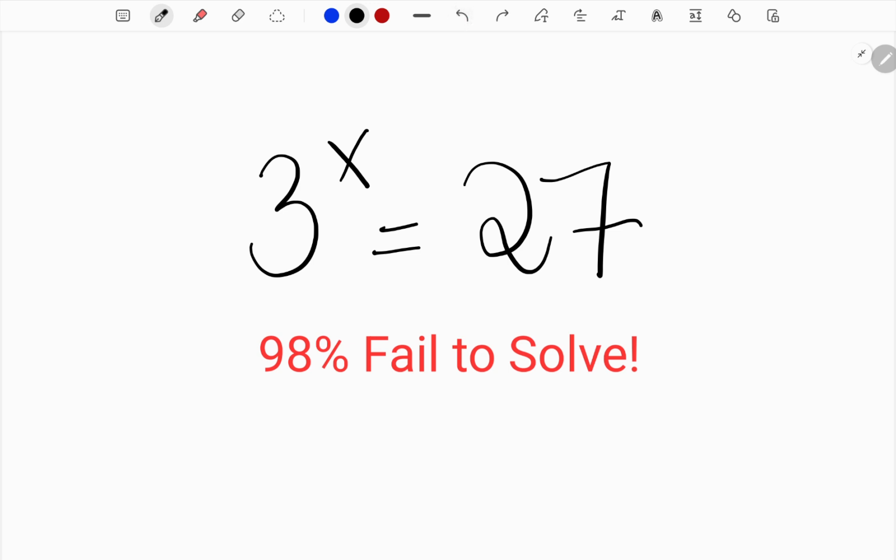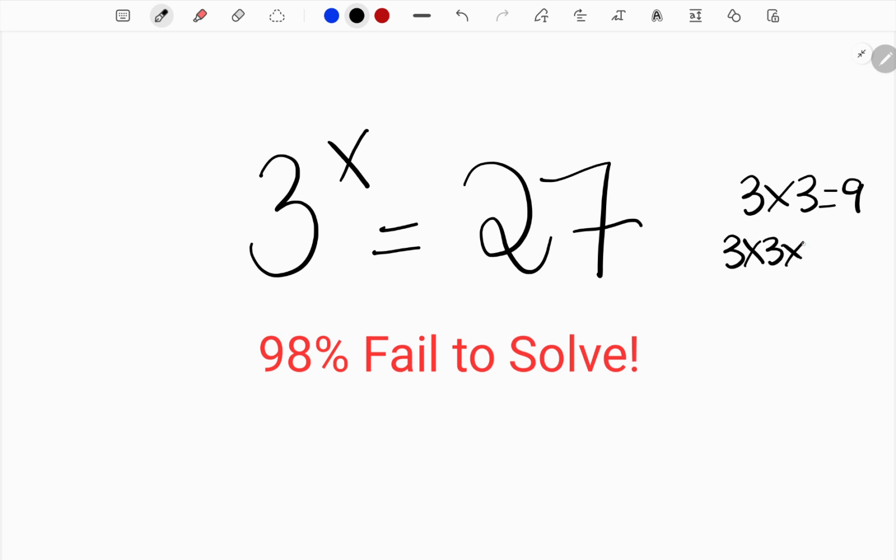When we talk about 3 raised to the power of x, we mean multiplying the number 3 by itself x times. For example, 3 raised to the power of 2 means multiplying 3 by 3, which gives us 9. If we continue, 3 raised to the power of 3 would mean multiplying 3 by 3 by 3.